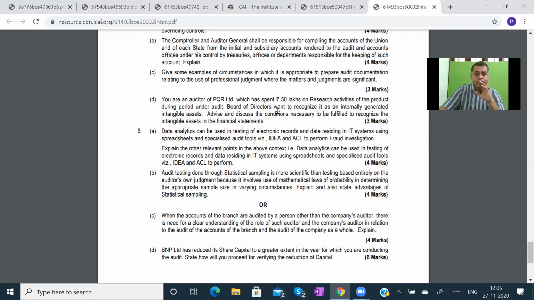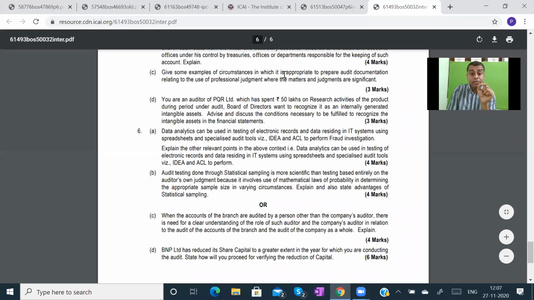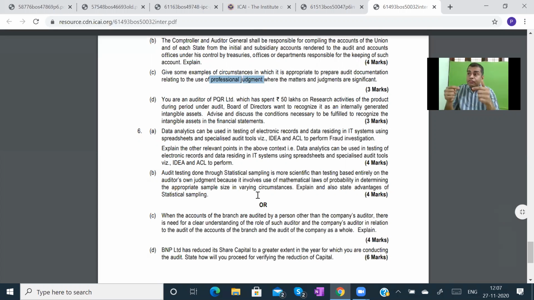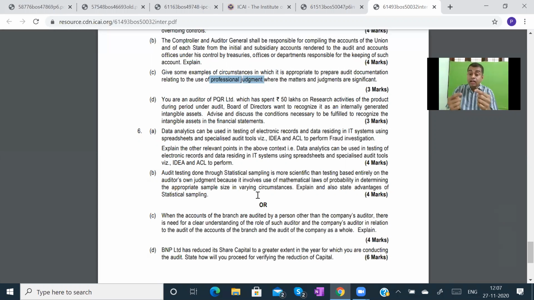Write the next one. Give some examples of circumstances in which it is appropriate to prepare audit documentation relating to the use of professional judgment where the matters and judgments are significant. So, auditors' judgments are significant. That means, where did you use your professional judgment? Then what are the points you need to write in the audit documentation? Tell me some examples.